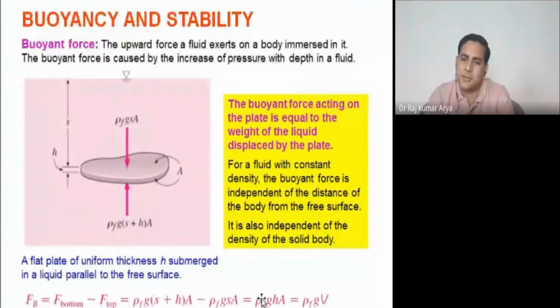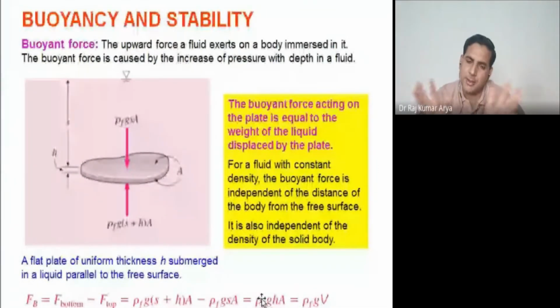So the buoyant force acting on the plate is equal to the weight of the liquid in this space. You already know this actually. So if you want this object to remain here, what will you do?